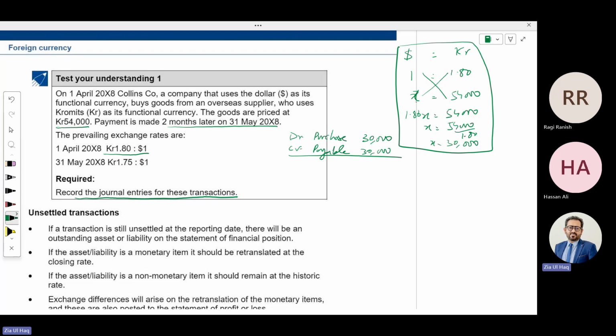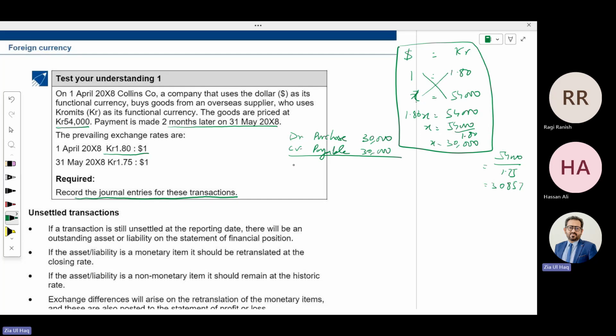When we settled on 31st May, the rate is 1.75. This means 54,000 divided by 1.75. Now we know this is the case of division. So what's the amount? 30,857. The 0.857 means we are paying more.